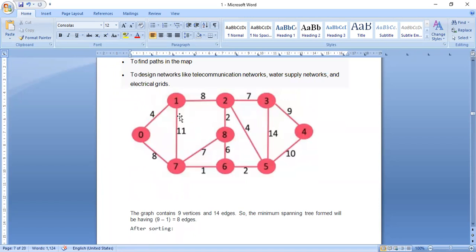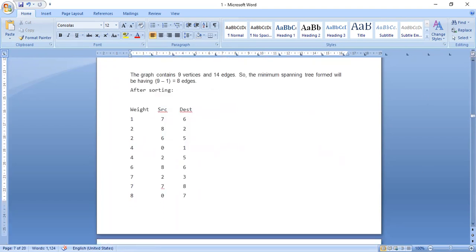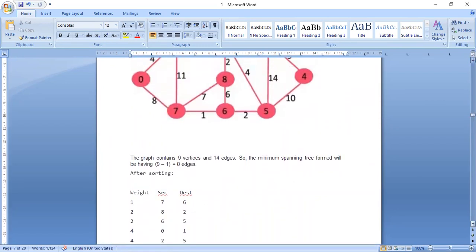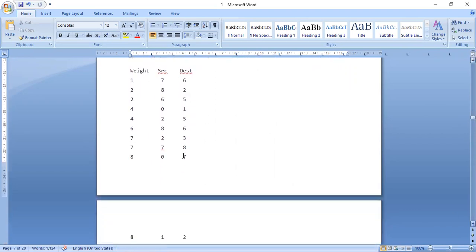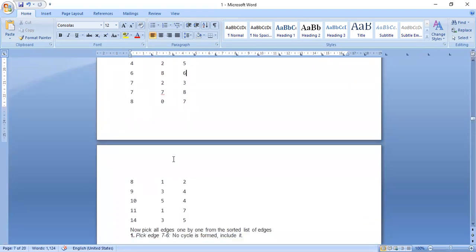With weight 8, how many edges are there? 0 to 7 and 1 to 2. With a weight 8, 2 edges are there. So what is 0 to 7 and 1 to 2? You can see that.